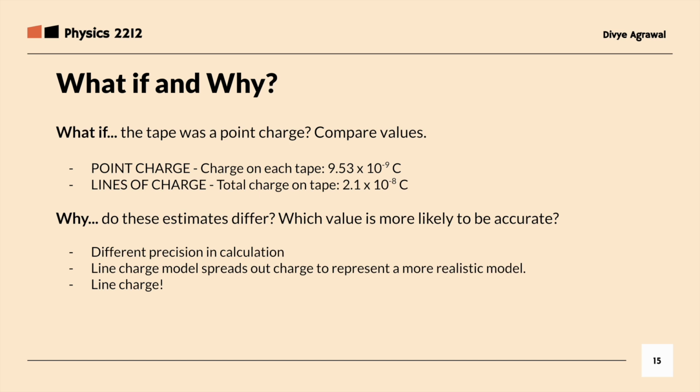So, which value is more likely to be accurate? I would say the estimates differ because there's a different position in calculation, because the line charge model spreads out charge to represent a more realistic model, right? Because there's more charges, and in reality, there are so many electrons, neutrons, and protons on these bodies that it's hard to replicate in simulation with something so basic like GlowScript. So this leads us to conclude that because the line charge model spreads out charge, the line charge is more likely to be accurate. And if you compare our line of charge value with yours, you may find a similar value, but the point charge may be a little off due to some error in calculation.